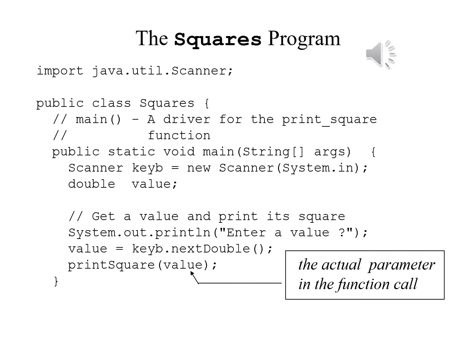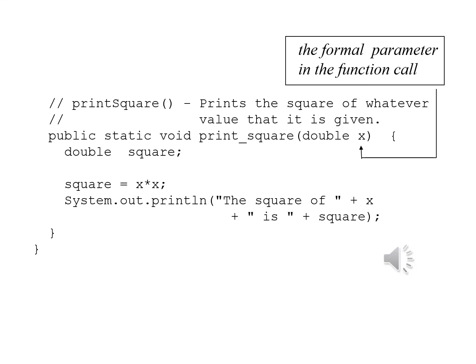Here you see the printSquare method. I begin with a comment. printSquare prints the square of whatever value that it is given. Every method in a class should have a comment describing what the specific method does. I now have the method's header. Public static void printSquare, and in parentheses double x.